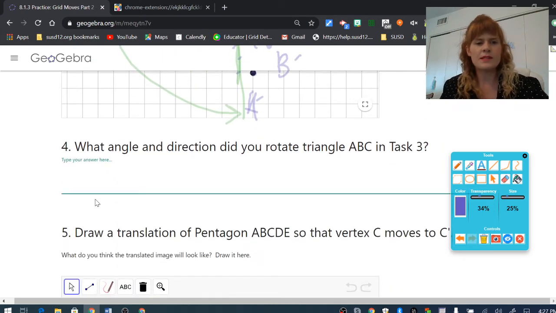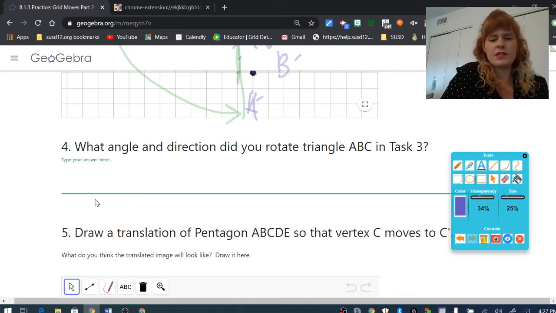Number 4 asks you, what angle and direction did you rotate your triangle ABC in task 3? Well, I chose 90 degrees counterclockwise.